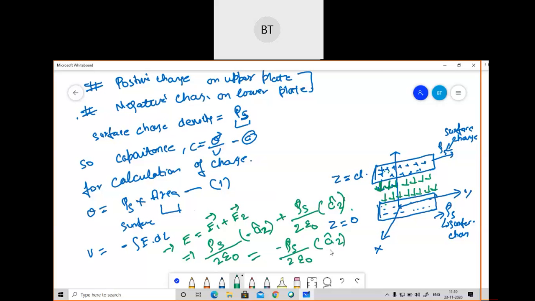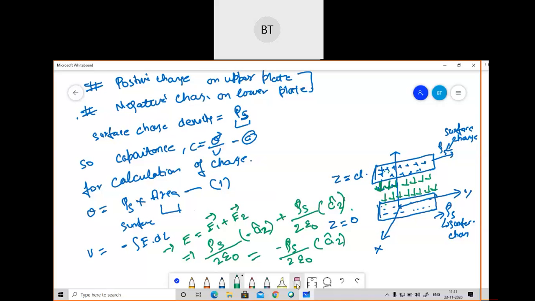I think this is clear to you. Is there any doubt how I have calculated the electric field? First of all, I have calculated the charge. After that, I have calculated the potential difference V. V is the potential difference here. After calculating V, I applied the formula that the total electric field is the electric field of the first plate plus the electric field of the second plate. Whatever values I got, I substituted here, and based on that, I calculated the total electric field.